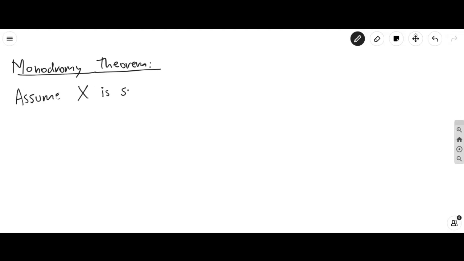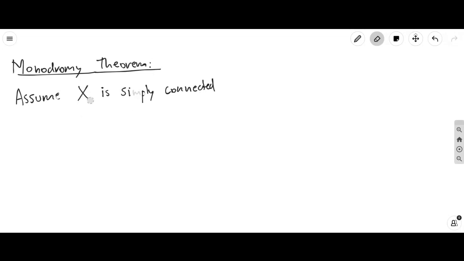So let's discuss this. This is what we call the monodromy theorem. Here's how it goes. We're going to assume that X is simply connected. Simply connected means that the fundamental group of X is trivial. Or, to put it a different way, every loop in X homotopes down to the constant loop. It can be shrunk down to a single point. That's what it means to be simply connected.